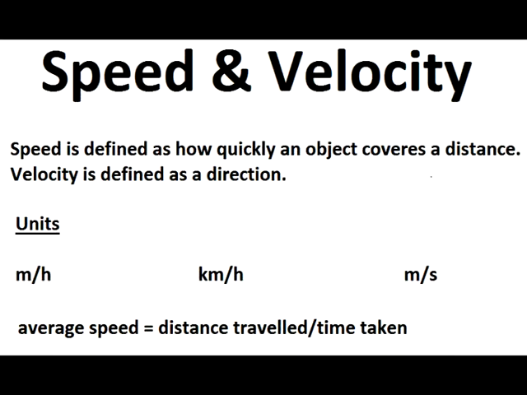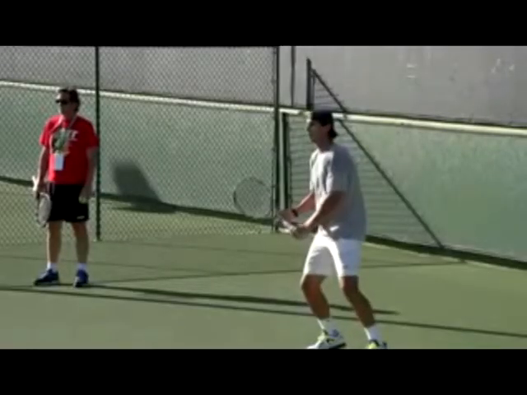Speed and velocity. Speed is defined as how quickly an object covers a distance. Velocity is defined as speed in a direction. Units of speed and velocity are meters an hour, kilometers an hour, meters per second. Average speed equals distance travelled divided by time taken.